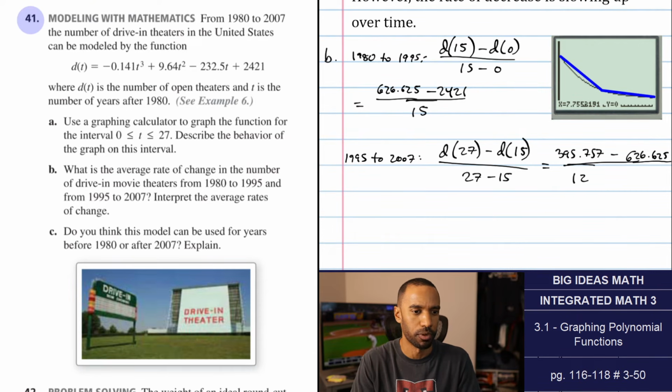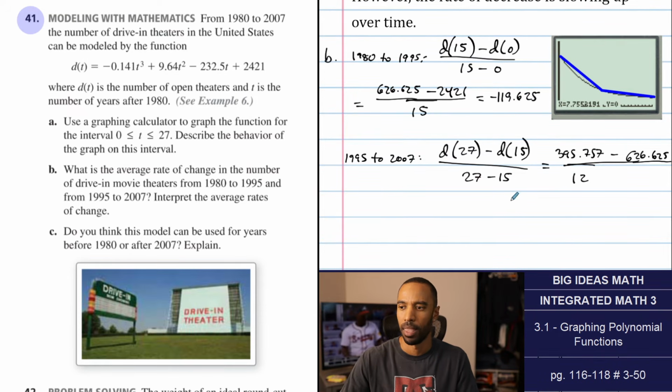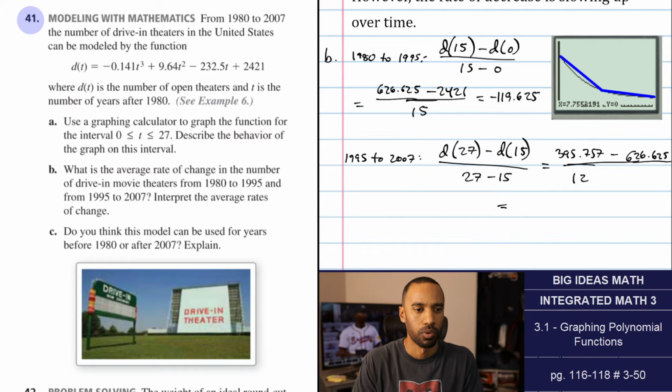626.625 minus 2421, and then divide that by 15. So over the course of those 15 years, we're averaging, I'm going to write the exact number to start, negative 119.625. And then this one, we're going to get 395.757 minus, I won't round anything until the very end, and even then I want to see what I'm supposed to interpret. And then this divided by 12.